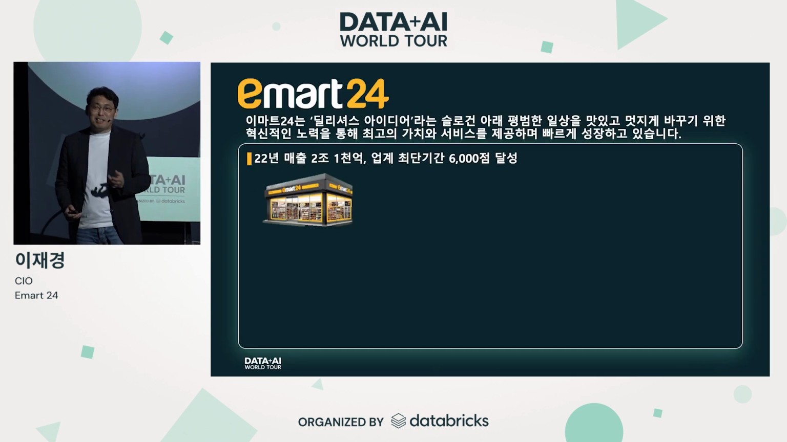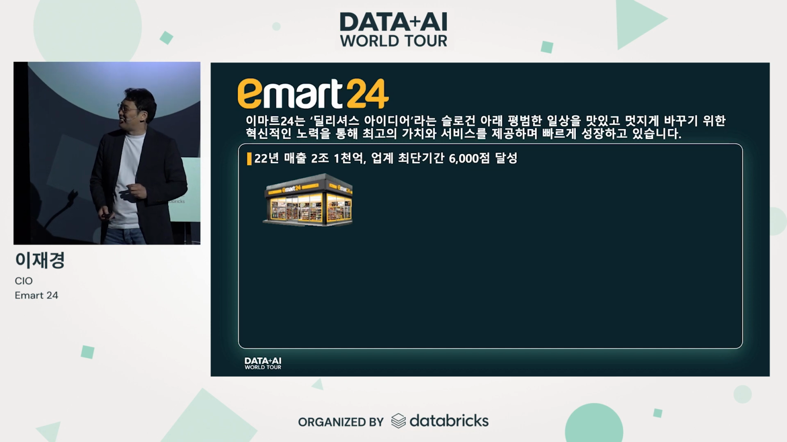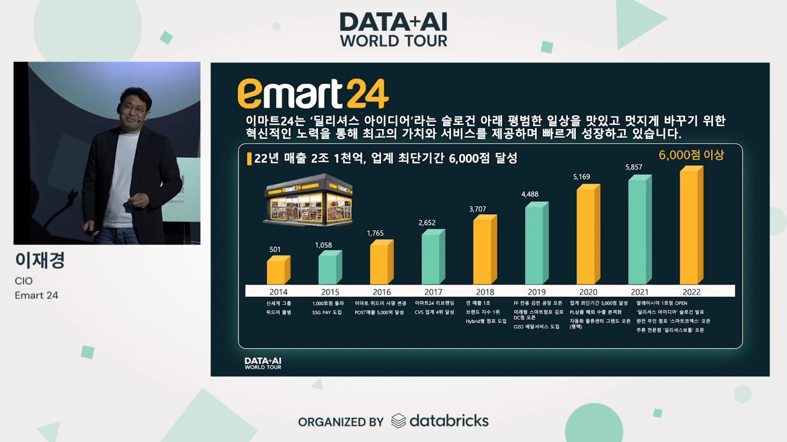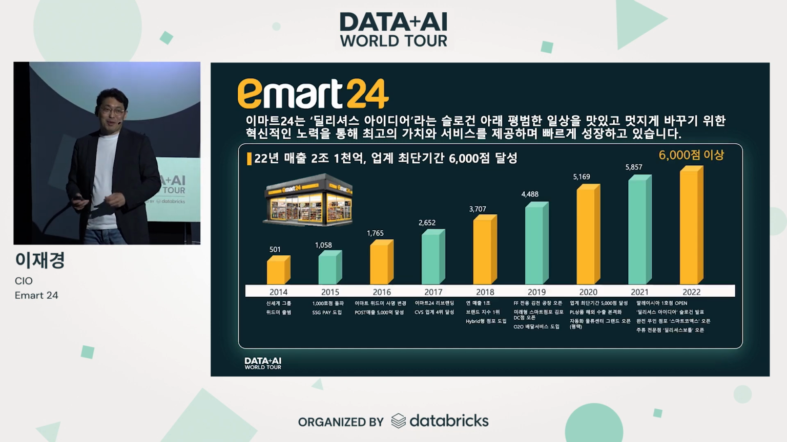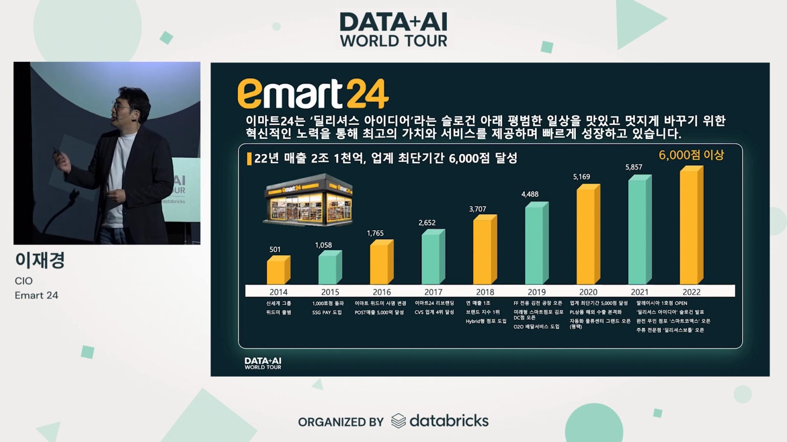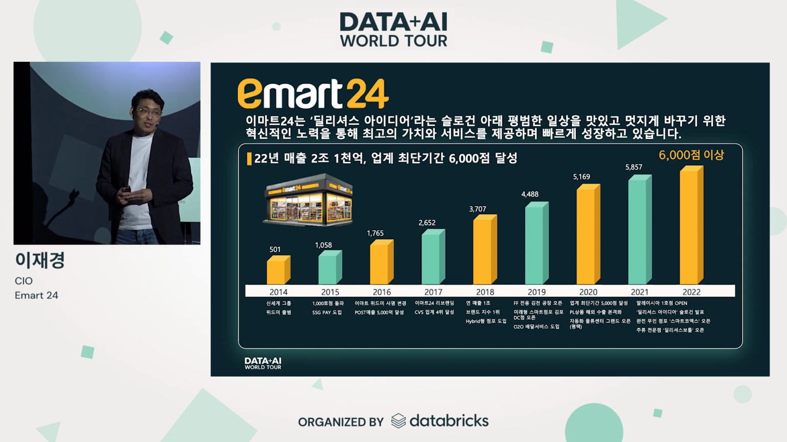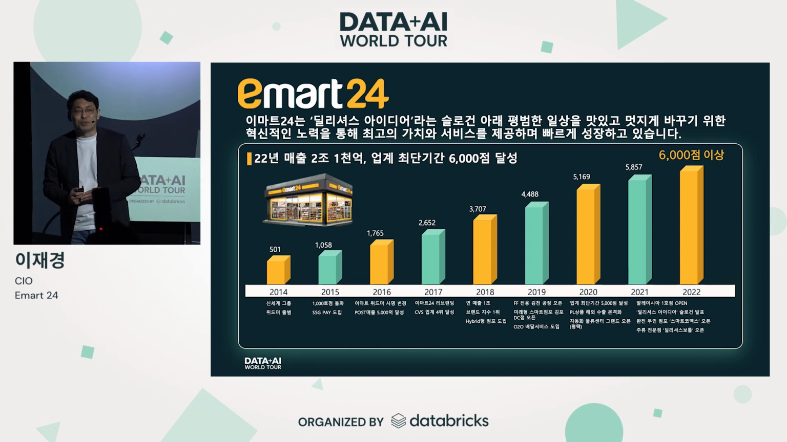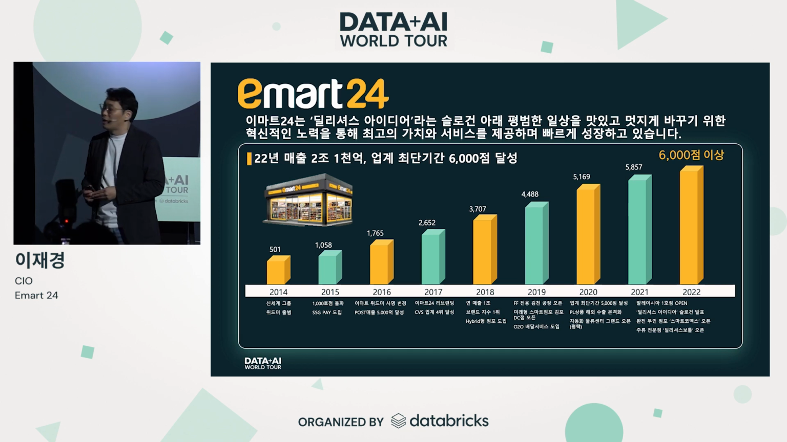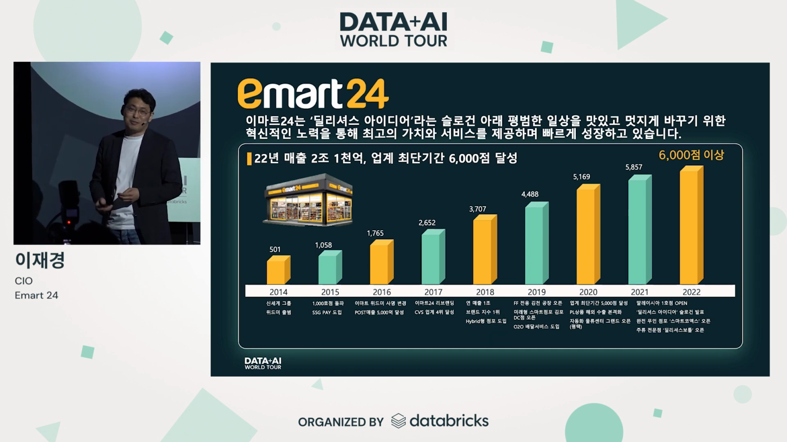제가 왔으니까 이마트24를 간단하게 소개하고 지나가도록 하겠습니다. 저희 이마트24는 2014년도에 편의점 사업을 시작해서, 22년도에 매출 2조 1천억 원, 그리고 현재 점포수 6,500여 개를 운영하는 빠르게 성장하는 회사라고 할 수 있겠습니다.